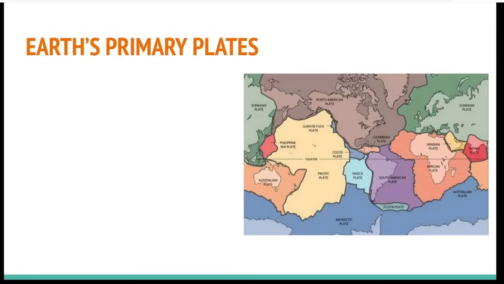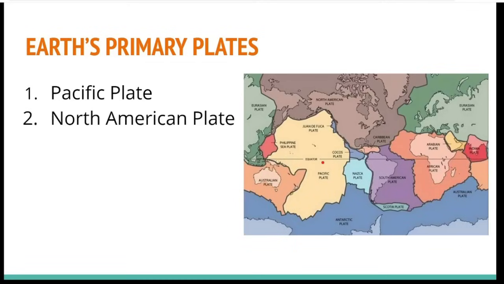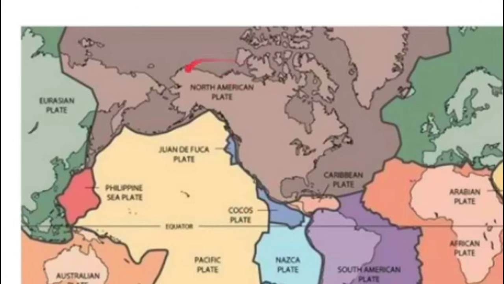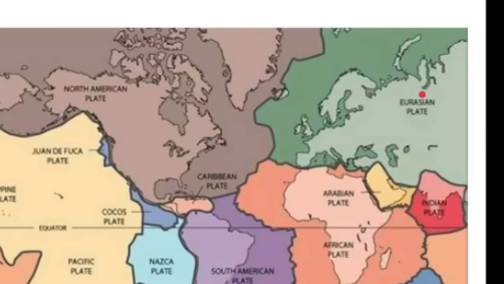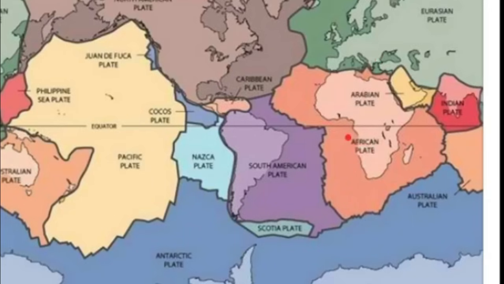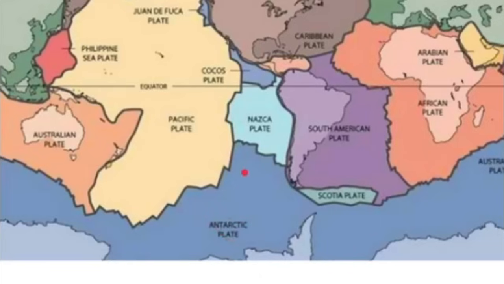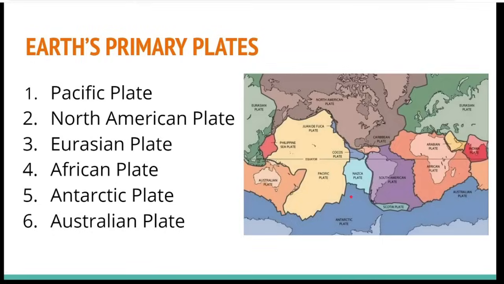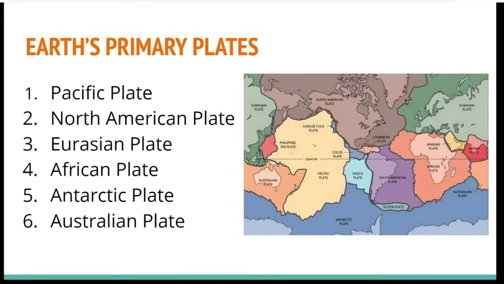Okay, so the Earth's primary plates are, of course, the Pacific Plate, the North American Plate, Eurasian Plate, African Plate, Antarctic Plate, Australian Plate, and South American Plate.